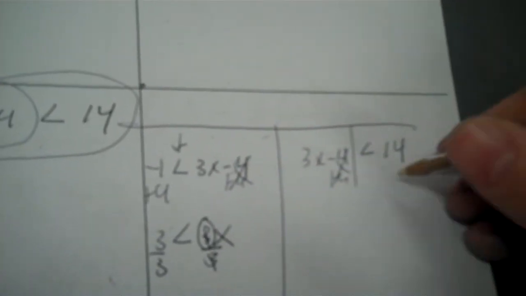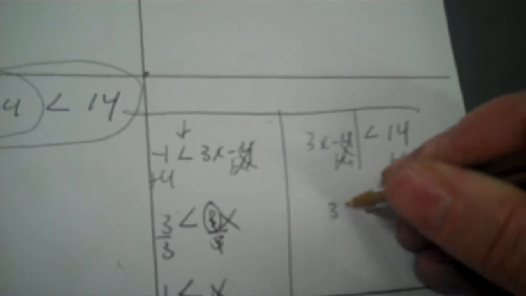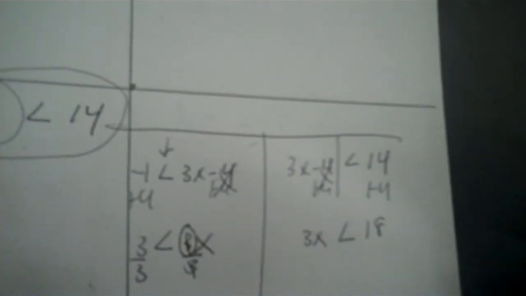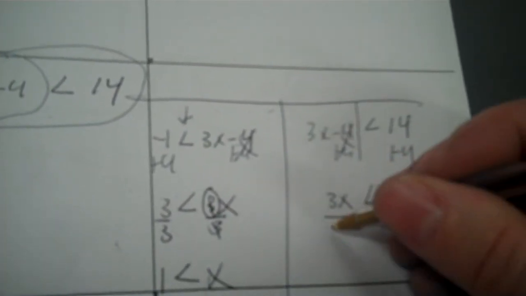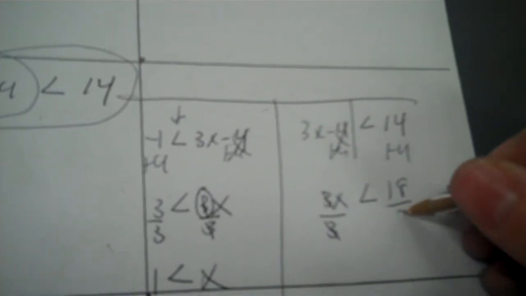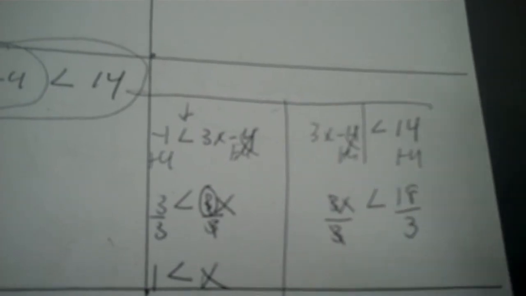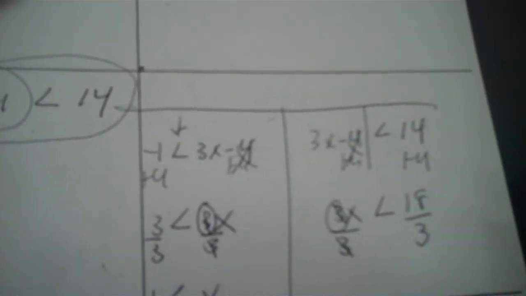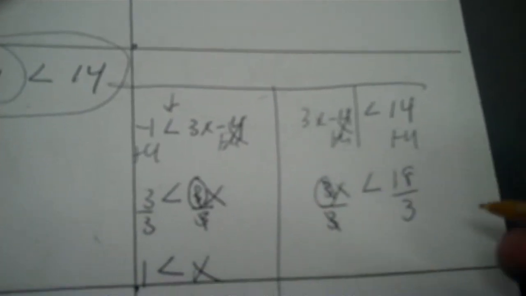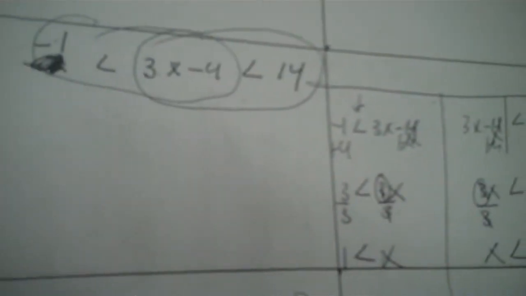Plus 4, it's going to be 18. Now it's time to divide. Line up the equal, line it, excuse me. By the way, when it's dividing time, the number in front of x is positive, okay? So the sign does not turn. You got to watch that when you divide. You got x, you got 6.